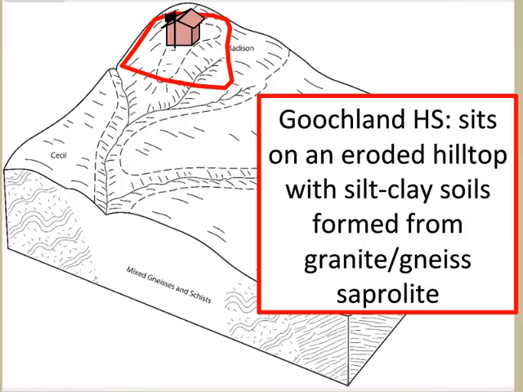So the general setting for the Goochland County High School is sitting up on top of a hill, on top of a Cecil soil body there, and we've got these rolling landscapes formed in a mixture of gneiss and schist and granite that had now deeply weathered to saprolite. So Goochland High School here is actually quite typical of what you might find in many places across the Piedmont.